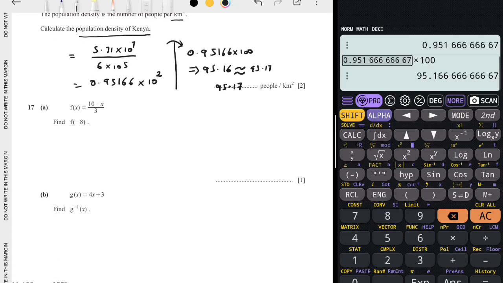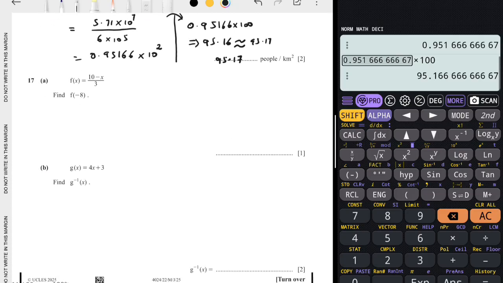Now question number 17. This is a very simple question about a function. First of all, we have to substitute for x. So f of minus 8 is equal to 10 minus minus 8, divided by 3. That is 10 plus 8 divided by 3, so it would be 18 divided by 3. The final answer would be 6.